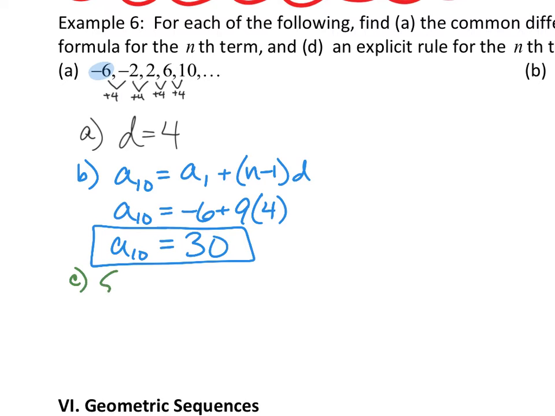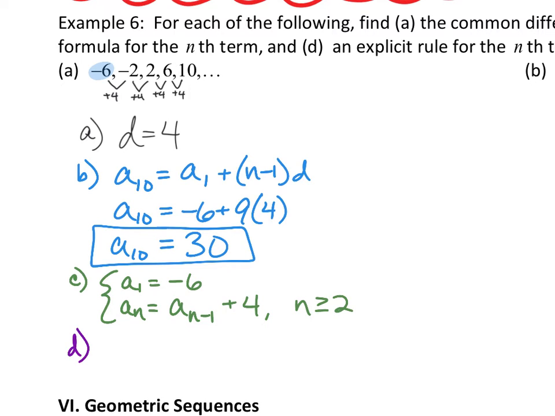But let's write that recursive formula. Now that we know the first term was negative 6, we know any term after that is going to take the previous term and add 4, given that n is greater than or equal to 2. Again, I just filled in that formula that we put a little cloud over at the top of your notes.